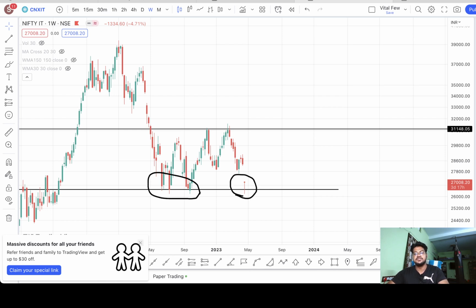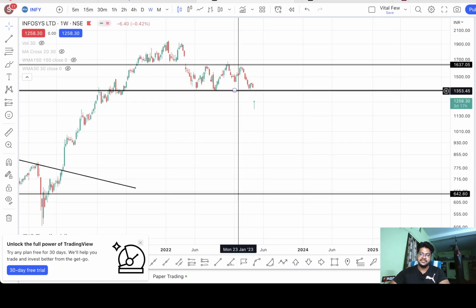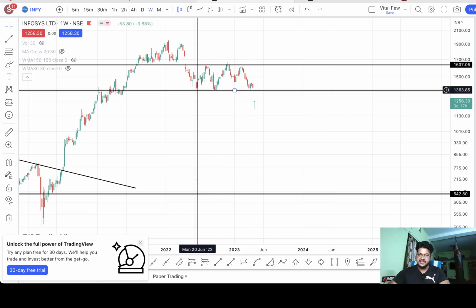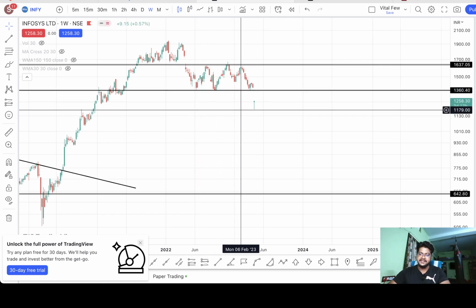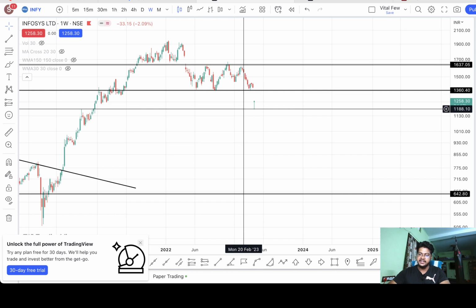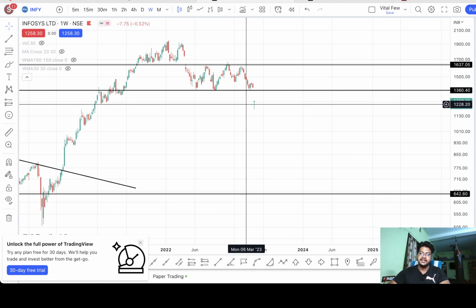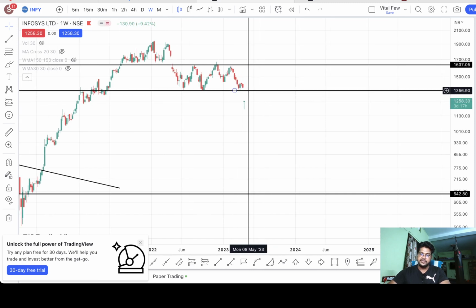So now it has come to this level, so there is a chance that it might start going up a little bit from this point. Okay, so as this is showing similar price action to Infosys, let's try to spot the same support level in Infosys as well. So as you can see, this line that I have drawn is around 1360, but the price has touched this level, 1188. Okay, and then it started going up in the latter part of the day.